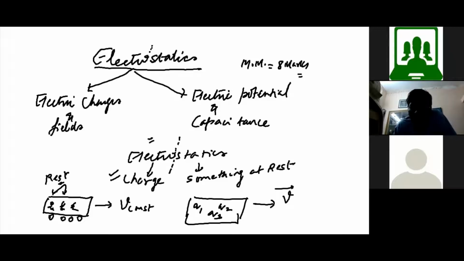Please write. The branch of physics which deals with the charges which are at absolute rest is known as electrostatics.